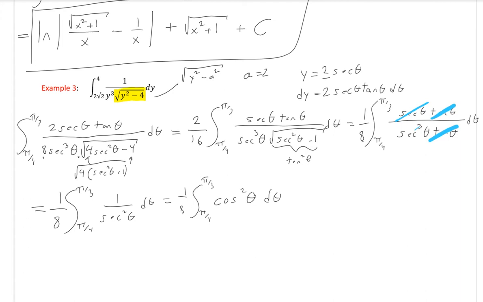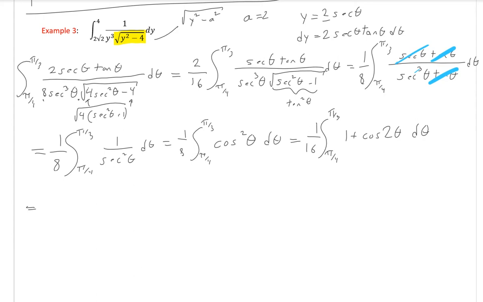Cosine squared, what we can do is do a half angle identity with that, which is going to pull another 1/2 outside to make this 1/16. I'm multiplying that by 1/2 because of the half angle identity. And we get 1 plus cosine of 2 theta d theta. Now I can solve that integral, and we get 1/16 times 1, which just becomes theta, plus this becomes 1/2 sine of 2 theta, and we don't have a plus C because in this case we have bounds from pi fourths to pi thirds.